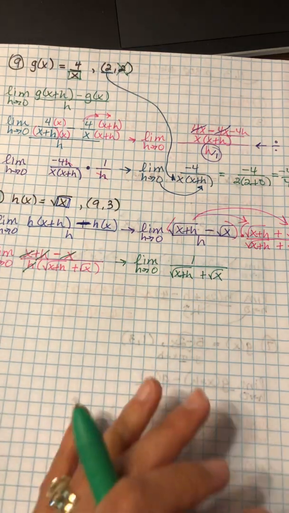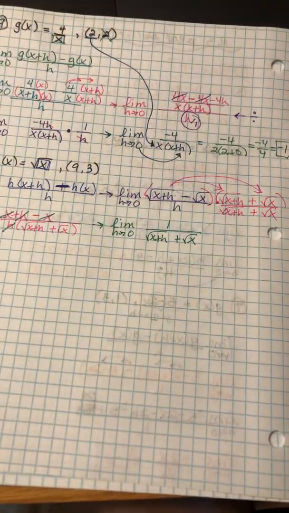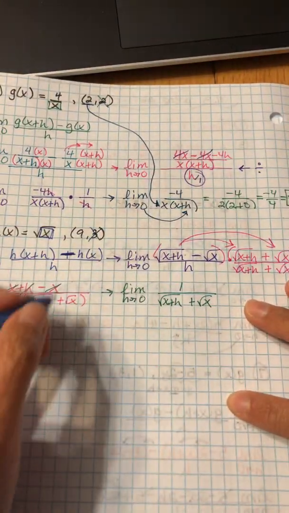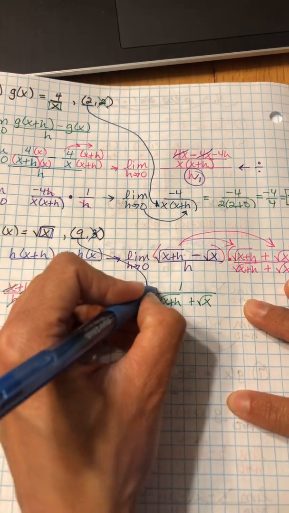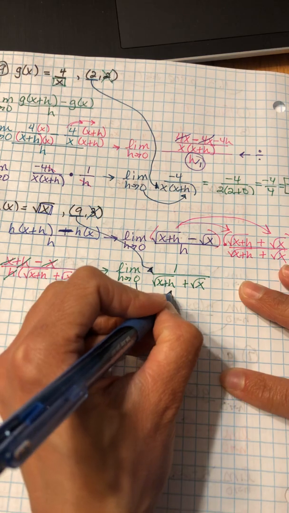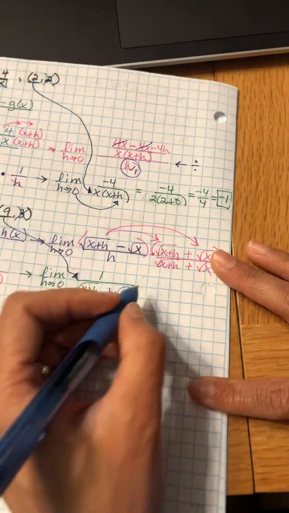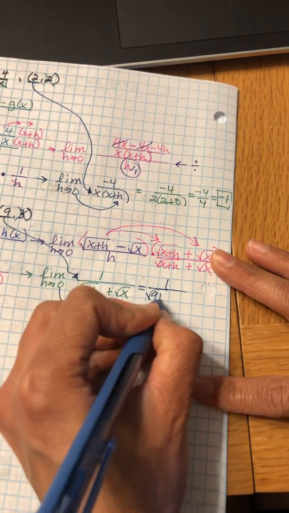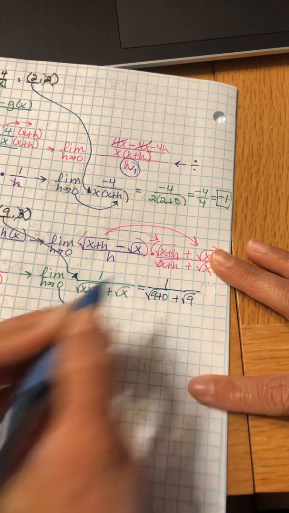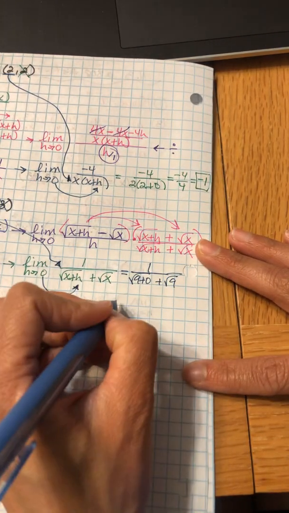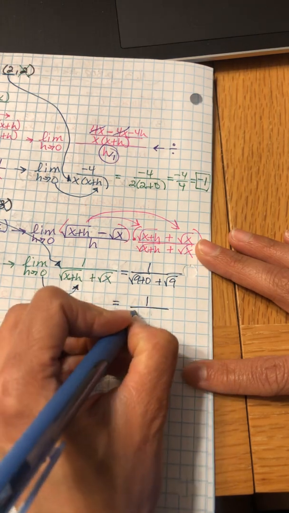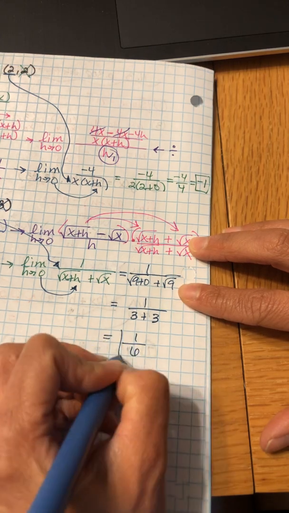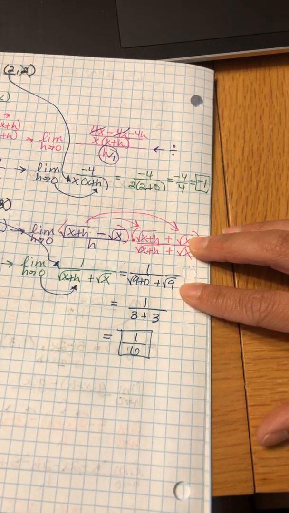So now we are ready to plug stuff in. Plug and chug. Okay, so what are we plugging in? Well, remember, we don't use the y value. We're going to be plugging in this 9 for the x's and the 0 for the h. So I'm going to have 1 over the square root of 9 plus 0 plus the square root of 9. Okay, well, 9 plus 0 is just 9. The square root of 9 is 3. So this becomes 1/6. So that is the slope of the tangent line.